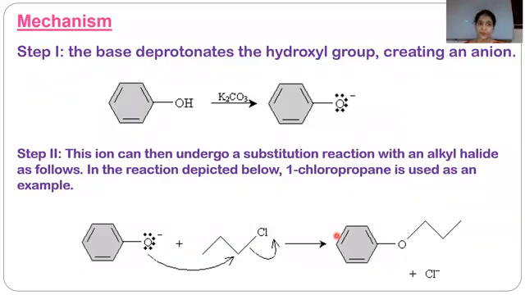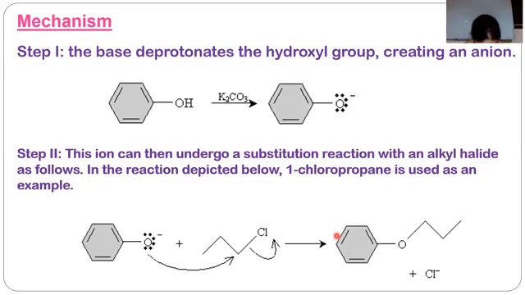Mechanism of alkylation. In the first step, the base, that is potassium carbonate or any alkali, deprotonates or removes the proton from the hydroxyl group, converting it into the phenoxide ion. This ion can undergo a substitution reaction since it is negatively charged, or it acts as a nucleophile. It will attack the carbon that is directly attached to the halogen, which is always partially positively charged.